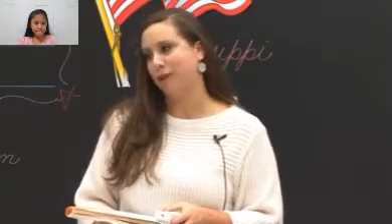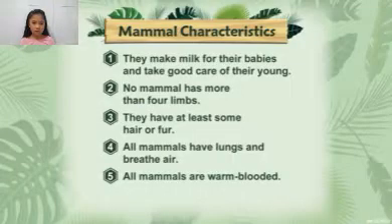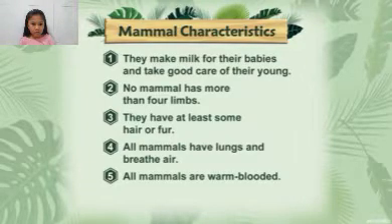How are they born? They usually aren't born in eggs. Right, they are not born in eggs, so they are born alive. Well done. That would be something that we would consider as a characteristic. Here are some more of the characteristics. Let's take a look at this chart. As we take a look at this chart, we're going to notice that they make milk for their babies and they take good care of their young. So that's something that mammals would have in common. Something else that they would have in common would be that no mammal has more than 4 limbs. So that is something that they would have relatively the same or in common.